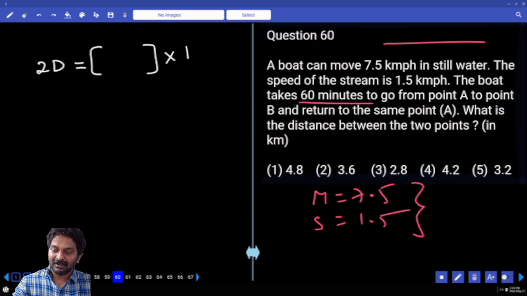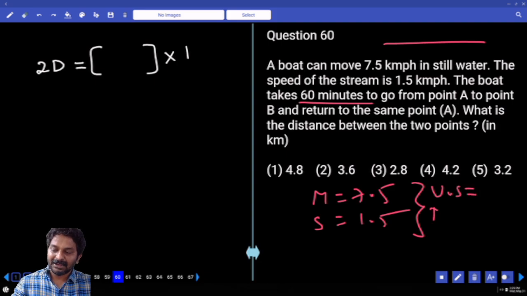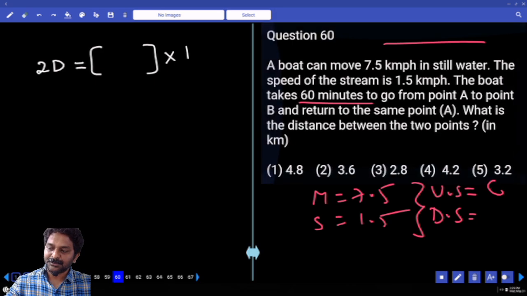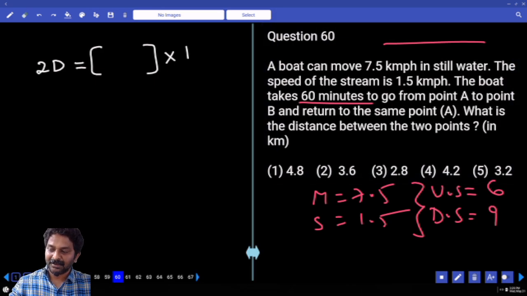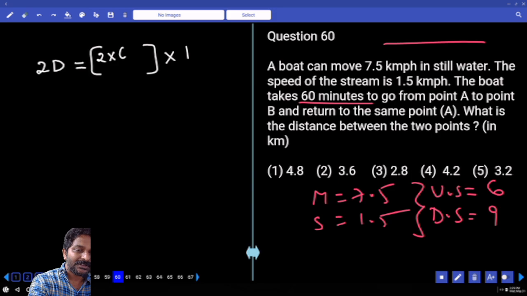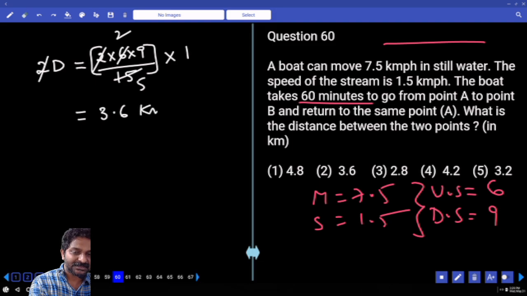Onward direction upstream, return direction downstream, or the other way, vice versa, you can take, no problem. Upstream speed 6, downstream speed 9. If the distance between two places is the same, average speed we can go with 2ab by a plus b. 2 times a value, b value, a plus b. 2 gets cancelled, 3, 2 times 3, 18 by 5, 3.6 kilometers.